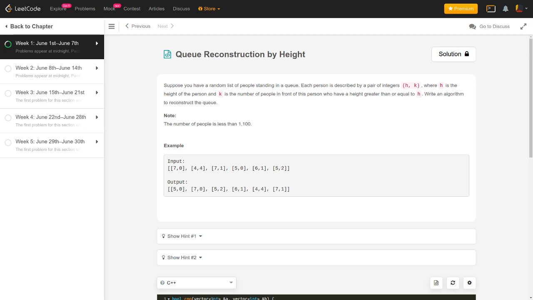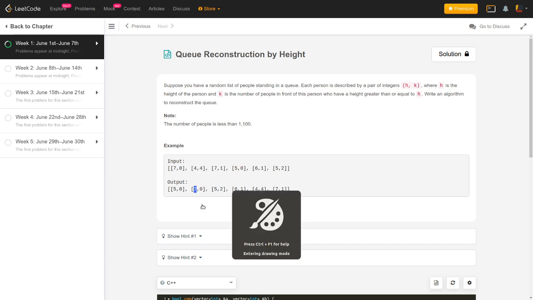So let's try to understand what they are expecting in this question. If you see this input array, which is 7,0, 4,4, 7,1, and so on, you have to reconstruct or reorder the elements of this array such that in the final array, the first number of this pair h comma k denotes the height, and the second number k denotes the number of people standing in front of this particular person who have a height greater than or equal to this h. Let's take some examples and try to understand what this is saying.